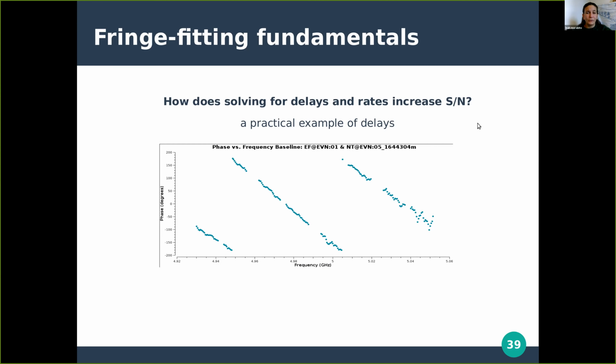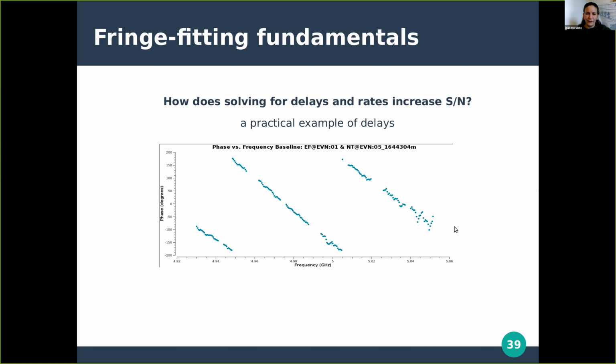So let's give you a practical example. Here we have phase versus frequency. If this is properly calibrated, you would see that the phase is flat at 0. However, you can see it's not. You can see that there is a frequency dependence. There is a slope to these phases, right? And that is actually the delay.